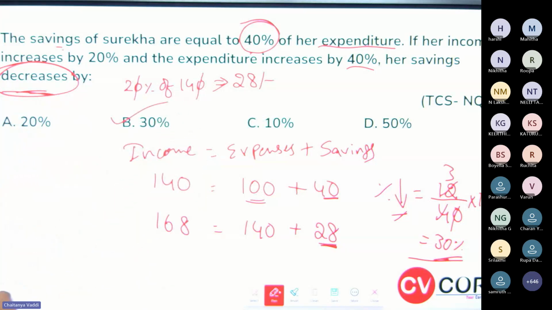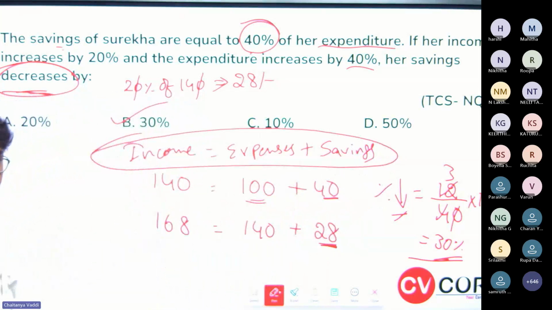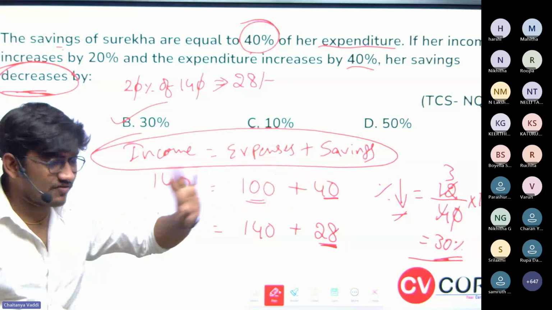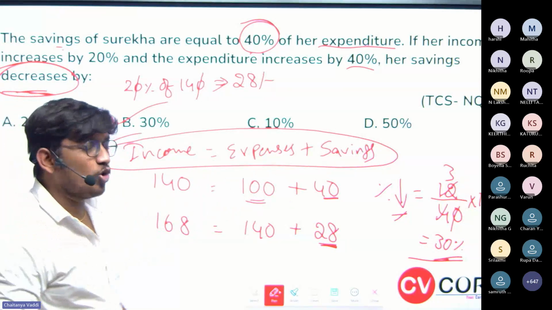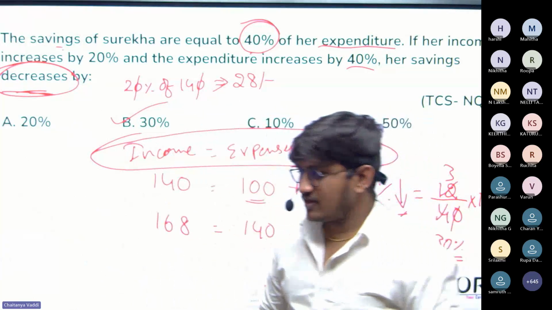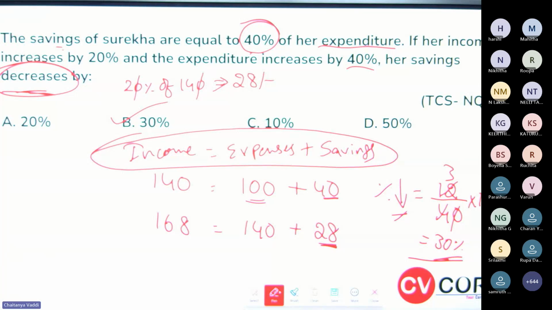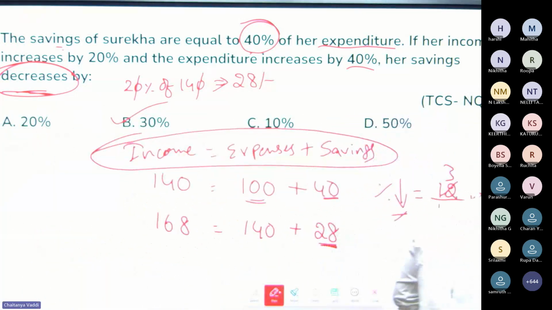B. Okay, so the entire question depends on this particular logic. If you know this logic, income is equal to expenses plus savings, it is very easy to solve this question. I hope you all are clear about this question. Let me see the chat box. Yes, exactly. Very good. Next one.